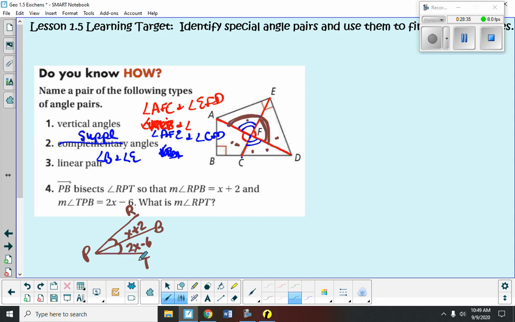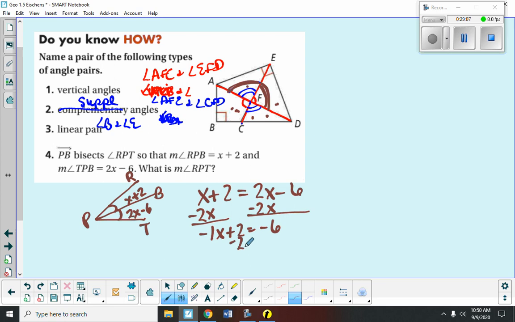What is the measure of angle RPT, the whole thing? Well, here again, we can't just add these together and set it equal to the total because we don't have the total. But we have to look and say, what do we know? Well, I know that this angle is equal to this angle, so we're going to set those two measurements equal to each other, and then solve the equation. This one's going to give us some negatives the way I'm solving it. So this is negative 1x plus 2 equals a negative 6.